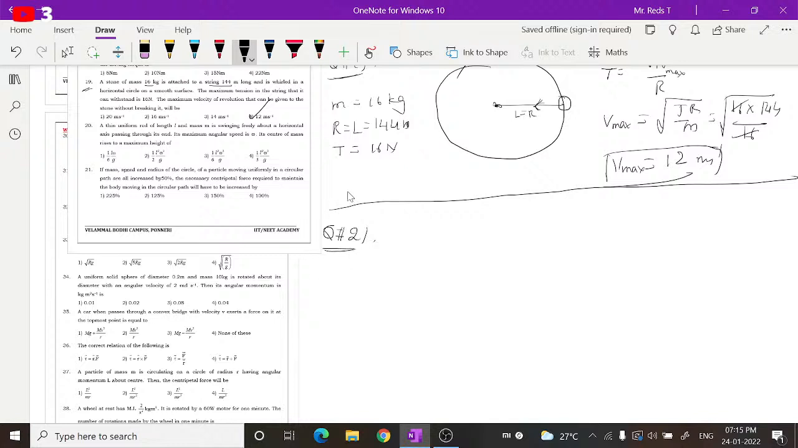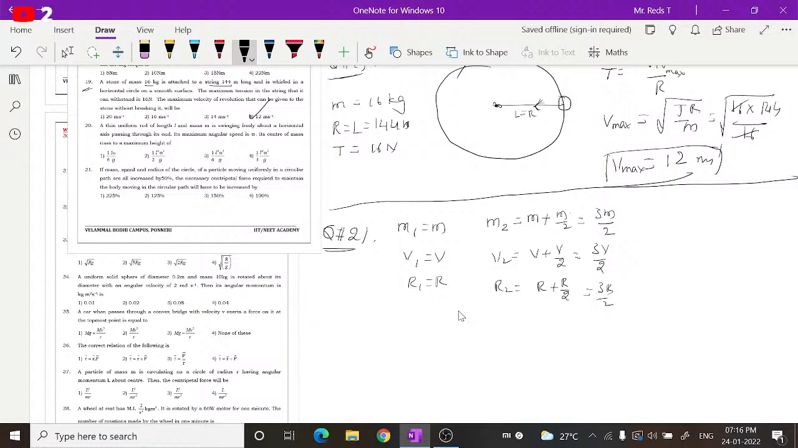Let us say the initial mass of the body m1 is equal to m, the velocity v1 is equal to v, and the radius r1 is equal to r. They are in a circular path. When the mass increases by 50%, m2 is equal to m plus m by 2, that becomes 3m by 2. And v2 is equal to v plus v by 2, which is equal to 3v by 2, and r2 is equal to r plus r by 2, which is equal to 3r by 2.